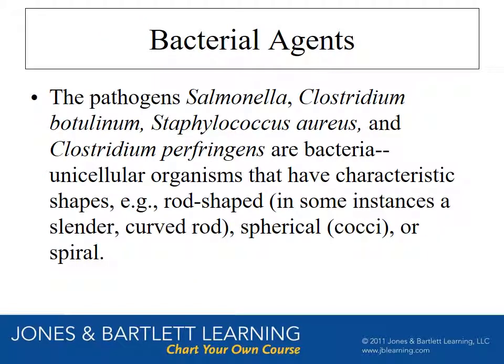Bacterial agents of foodborne illness include commonly occurring ones like Salmonella, Clostridium botulinum, Staphylococcus aureus, and Clostridium perfringens. These are all what are called bacteria, which means they are single cell or unicellular organisms that have characteristic shape. Some are shaped like a rod, some are spherical in nature, or some look like a spiral.